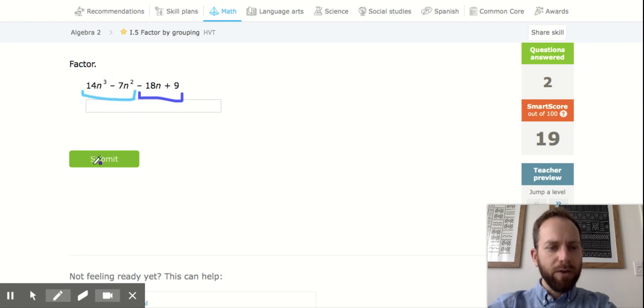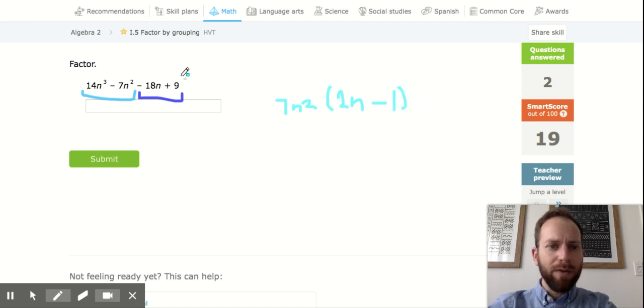So what can we factor out of this first part? It looks like we can take out a 7, right? So we factor out a 7 and an n squared. What would be left is 2n, right? Because 2n times 7n squared would be 14n to the third power. And minus, this is the same as this, right? So just minus 1. And it's negative because negative 1 times this makes the negative 7n squared.